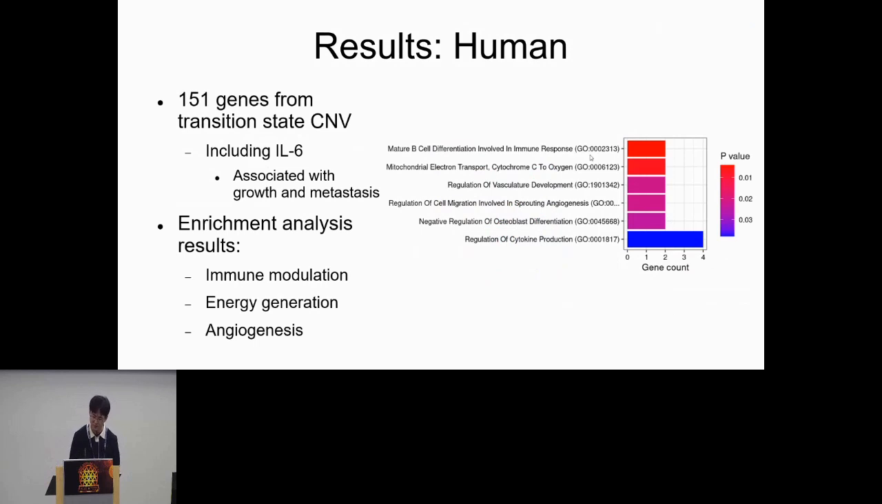We dug a little bit deeper into this particular CMV, and the CMV gain contained 151 genes, one of which included IL-6, which was already known for breast cancer to cause growth and metastasis. We also ran enrichment analysis, and these genes are involved in functions such as immune modulation, energy generation, and angiogenesis. And possibly these are the factors that initiated the normal cells into becoming a tumor cell.